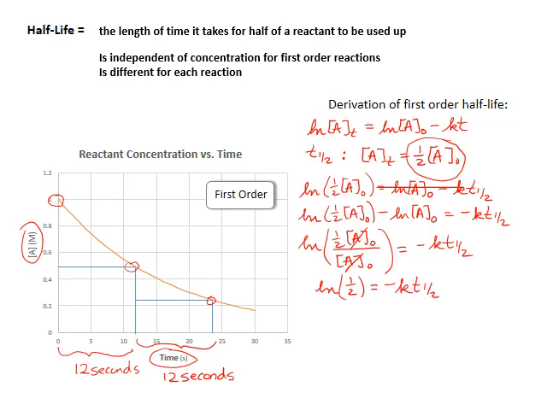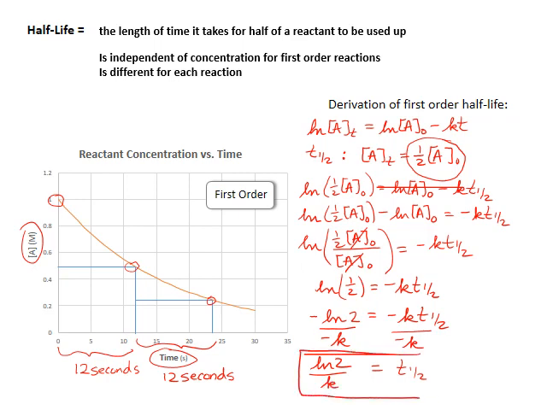Natural log of 1/2 is the same as the negative natural log of 2. This is going to mean our negative signs are going to cancel, and dividing both sides by negative k gives us that T1/2 is equal to the natural log of 2 over the rate constant k. We see that the half-life for a first-order reaction involves only a constant, natural log of 2, and the rate constant for the reaction. In other words, it does not depend on the concentration of A.